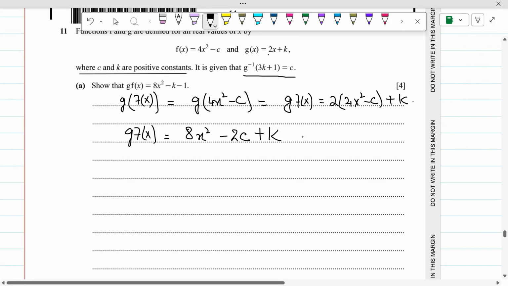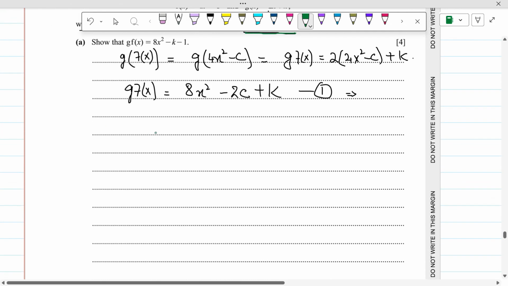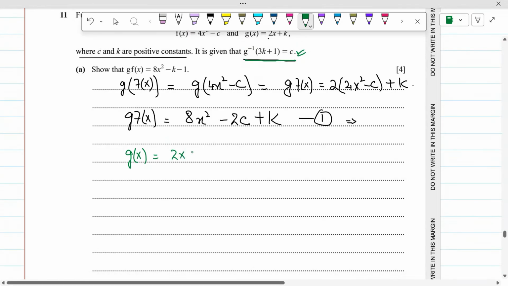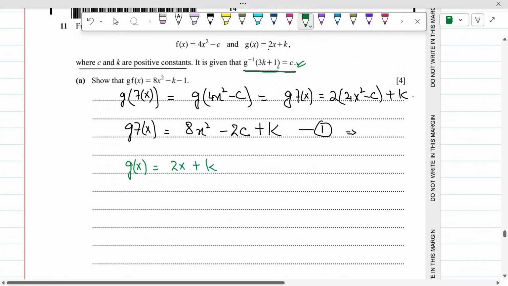So we need to find the value of c. We call this equation 1. By using the given information, we can find the value of c. We already have g of x is equal to 2x plus k, and we need to find the inverse of g.